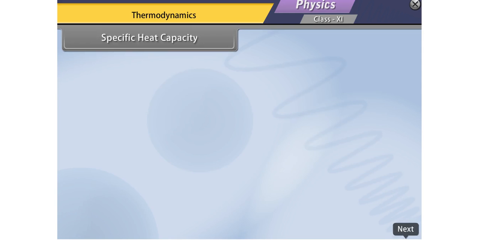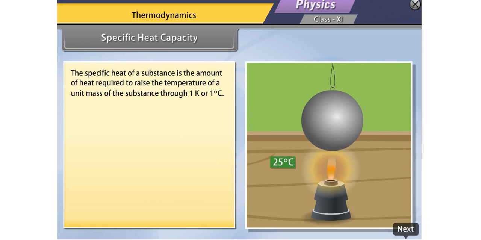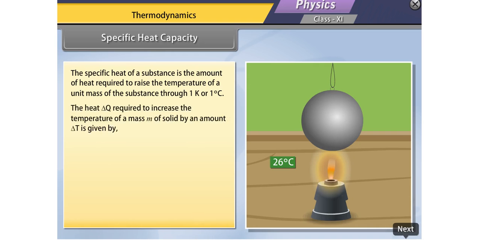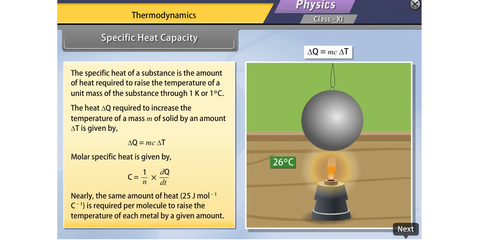Specific heat capacity. The specific heat of a substance is the amount of heat required to raise the temperature of a unit mass of the substance through 1 Kelvin or 1 degree Celsius. The heat delta Q required to increase the temperature of mass m of solid by an amount delta T is given by delta Q is equal to m c delta T. Molar specific heat is given by C is equal to 1 by n into dQ by dT. Nearly the same amount of heat, 25 joule mole inverse Celsius inverse, is required per molecule to raise the temperature of each metal by a given amount.